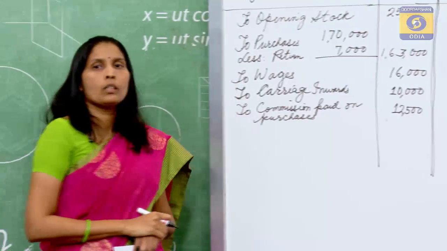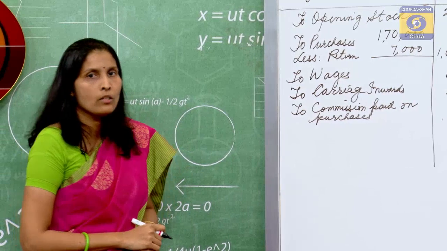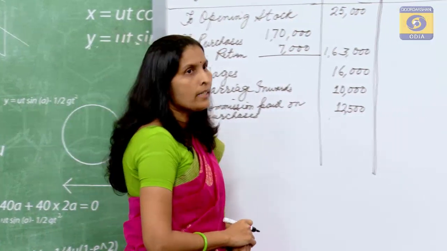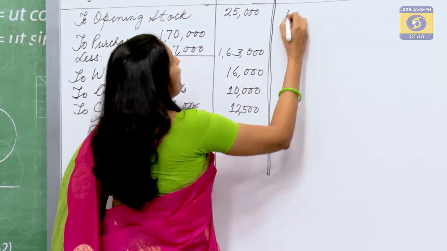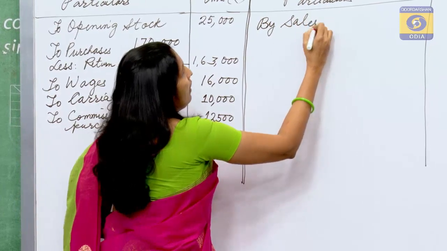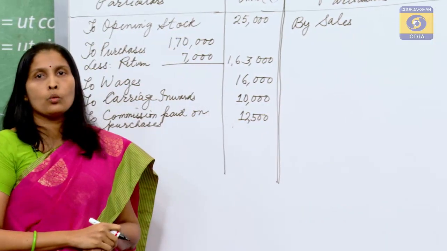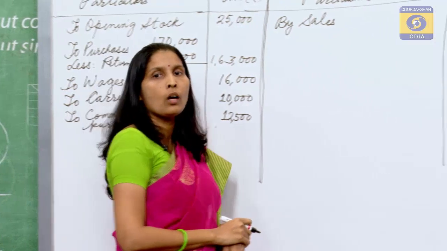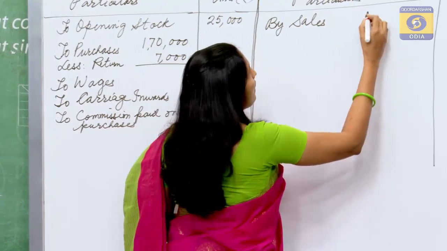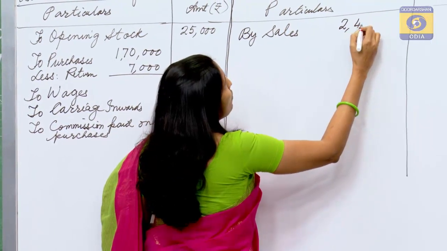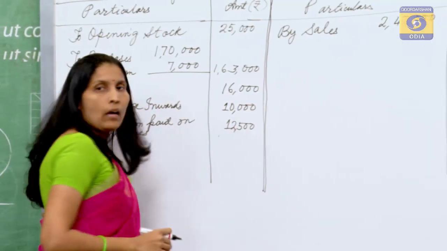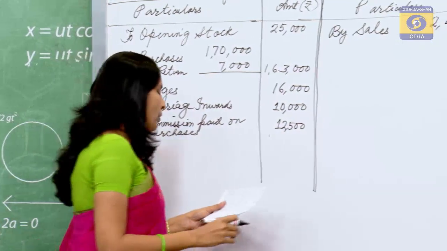Then we will just take a look at the question. Do we have any other direct expenses? No. Let us now move to the credit side. As I already said, on the credit side, we will be starting with sales. So, by sales. The figure for sales given to us is 2,47,000. Students, since we have an internal working, we will write that amount in the inner column, 2,47,000.